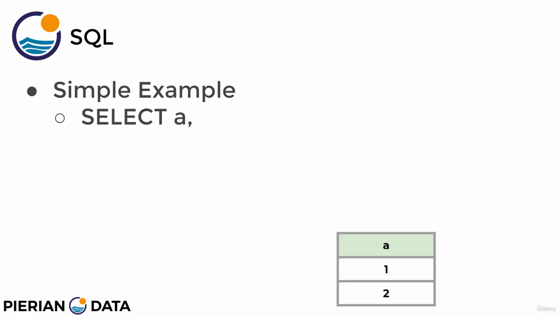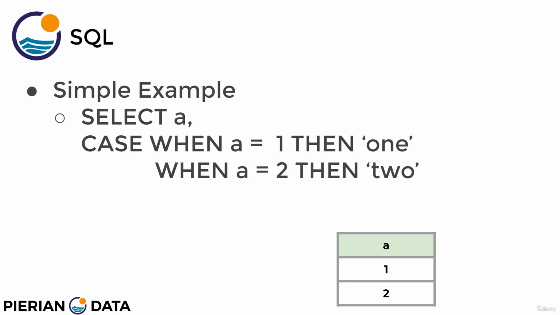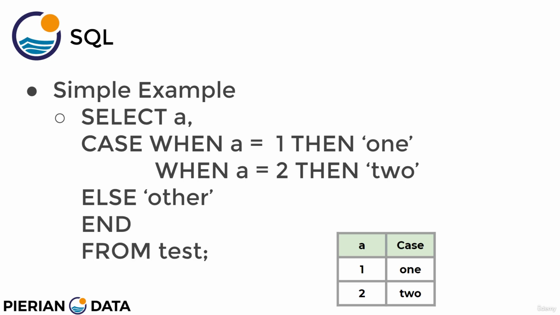So I will say select the A column, comma, case, and then I can do the following. I can say case when A is equal to 1, then string 1. What that is saying is if the instance in column A for that row happens to be equal to 1, then go ahead and return the string 1. And let's check for other cases or conditions. When A is equal to 2, then return the result string 2. Else, if it's not 1 or if it's not 2, return other. And then I say end, and then from whatever table I want.